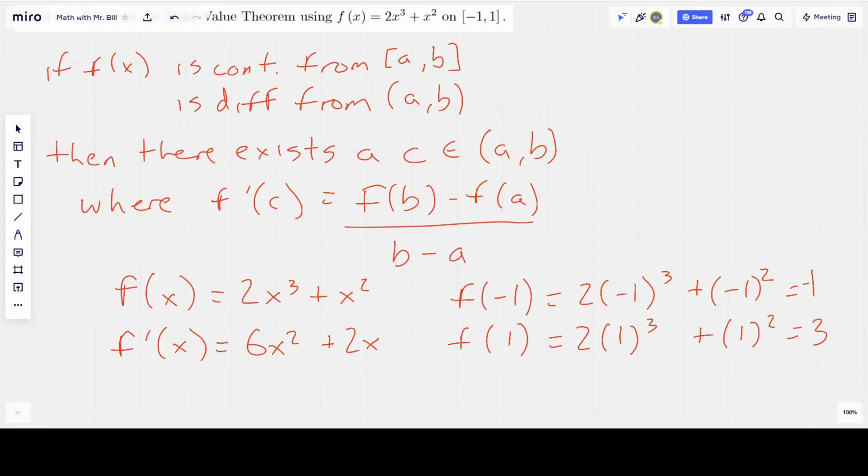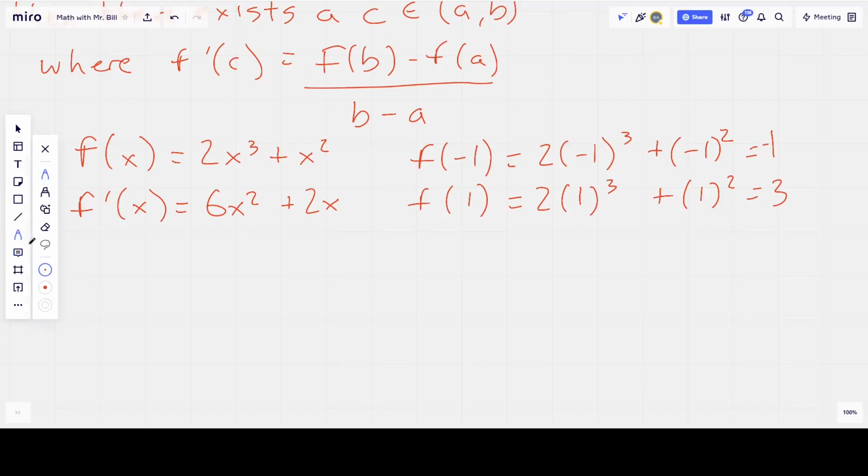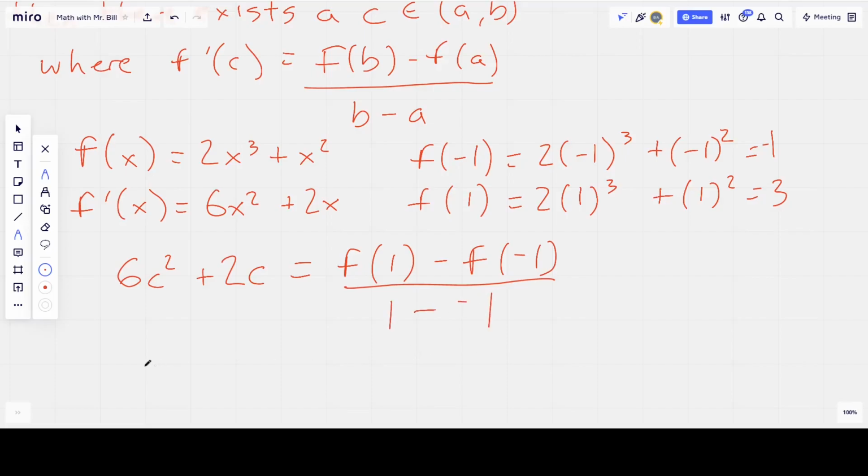Okay, so now let's plug that into our mean value theorem. So f prime of c, so instead of x in my derivative, I'm going to put c in there. So I get 6c squared plus 2c is equal to the slope between my endpoints. So that's going to be f of 1 minus f of -1 all over 1 minus -1.